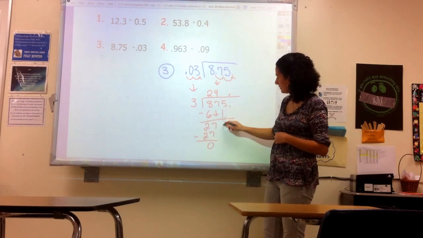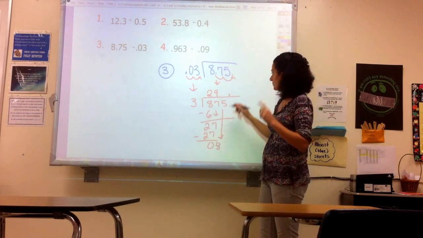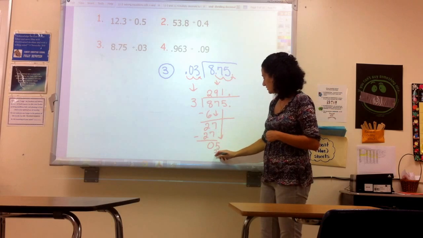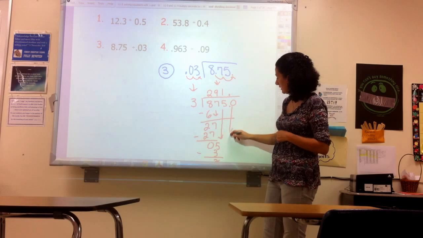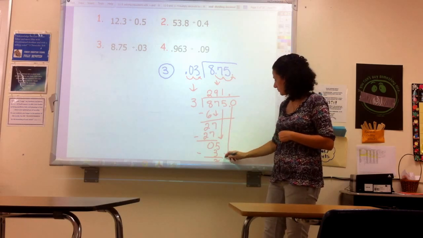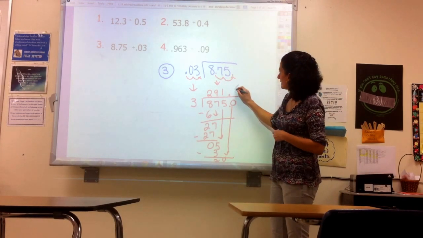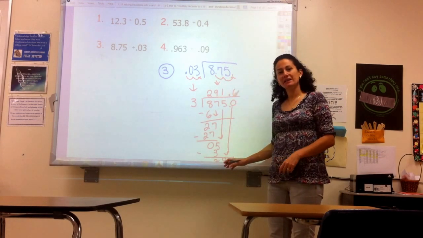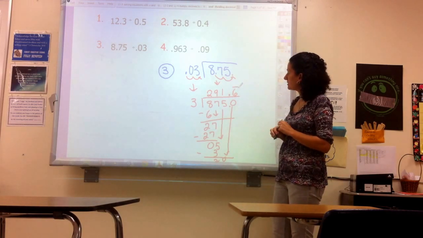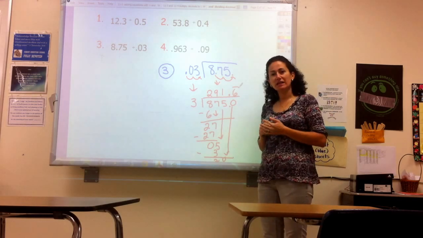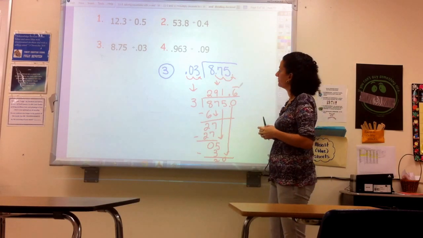But then I have to keep going because I have to bring down this 5. So now I divide 3 into 5. It goes in 1 time. 1 times 3 is 3. Remainder 2. And at this point I'm dividing now into the tenths place, so I would bring down 1 more 0. And here's where I notice 3 goes into 20 6 times, because 6 times 3 is 18, and I'm going to have a repeating decimal. The 6 is going to repeat. So my answer is 291.6, or 291 and 6/10 repetitive.